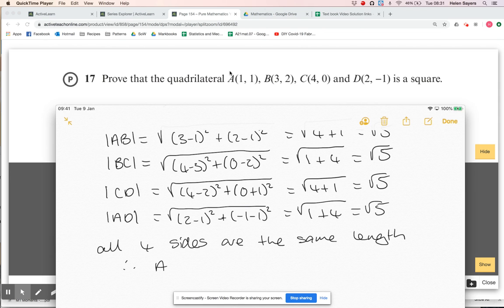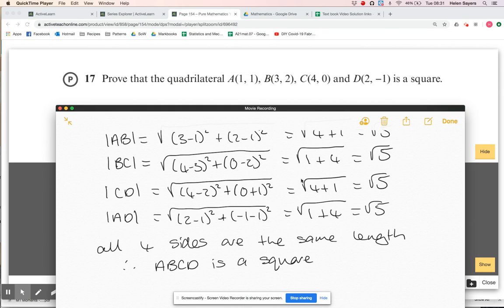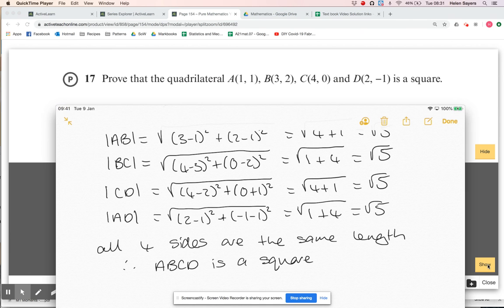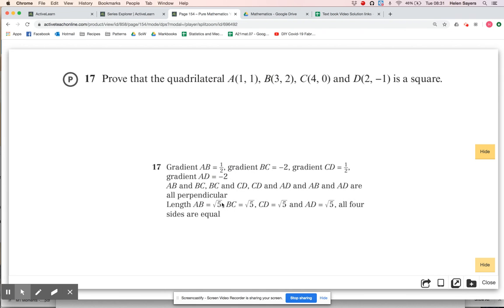Therefore, ABCD is a square. Okay, so we've probably done a little bit more working than we really needed to, but to be honest, it was quicker just to whiz through and get them all. And then all the various gradients. Cool.